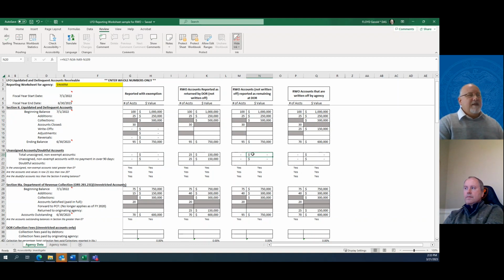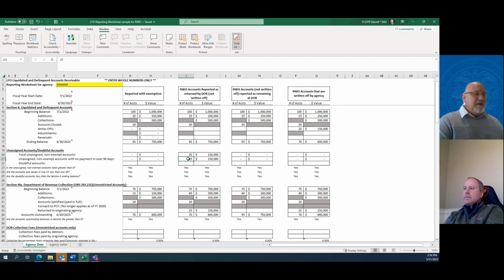Notice now you have 0 unassigned non-exempt accounts. Again, in this example the accounts have not yet been written off by the agency. This is the recommended way to do it. This is what we've seen people doing in the past. Once the agency writes it off, now in section 2, the write-off has reduced the balance down to 600,000. Now you would reflect the RWO as a return to the originating agency so that it correspondingly reduces the accounts outstanding at DOR to 600,000. You still have 0 accounts that are unassigned.